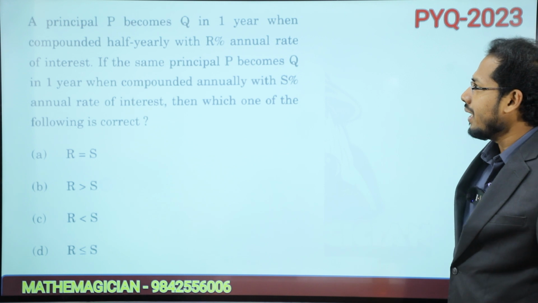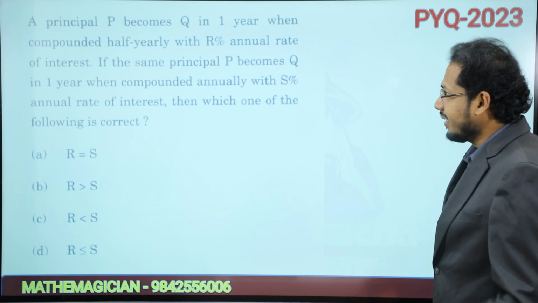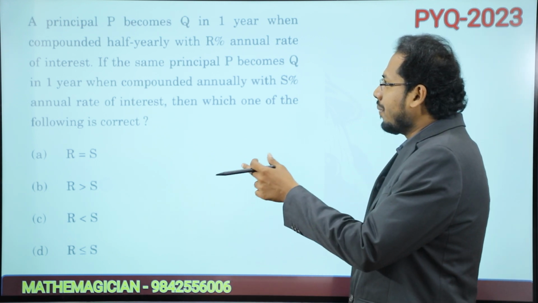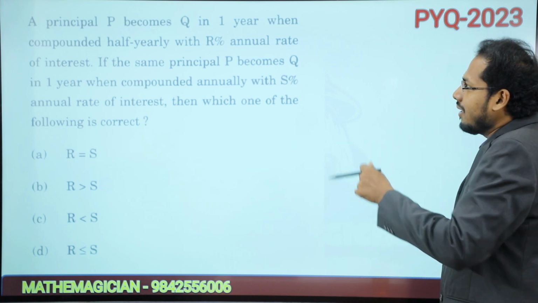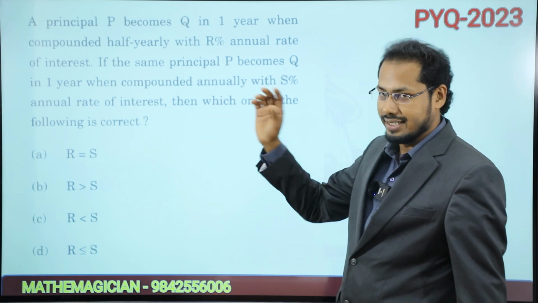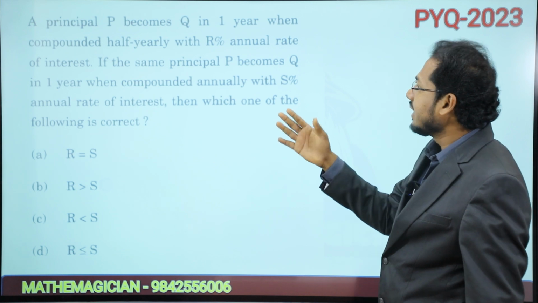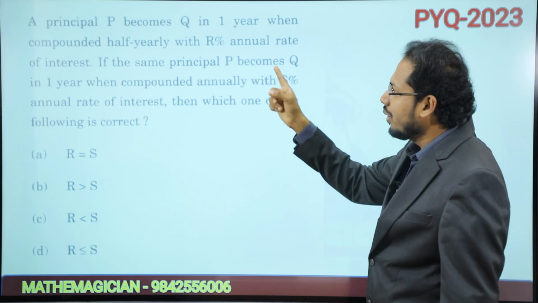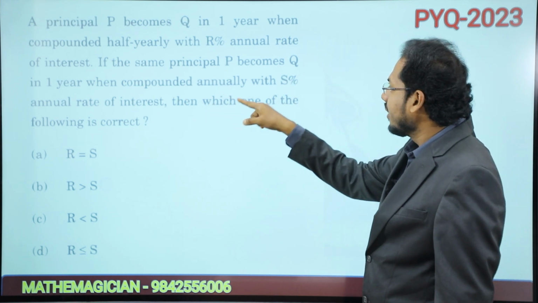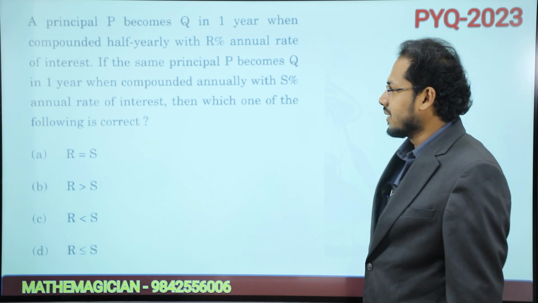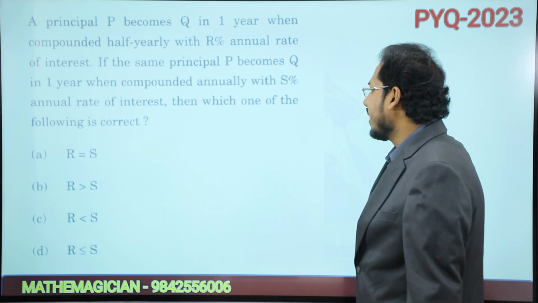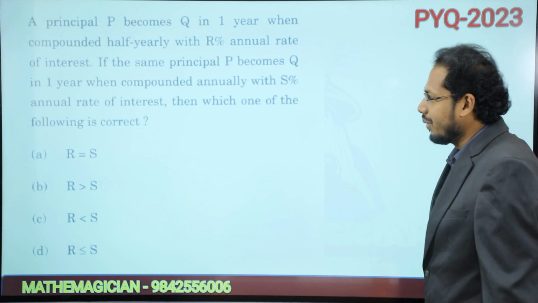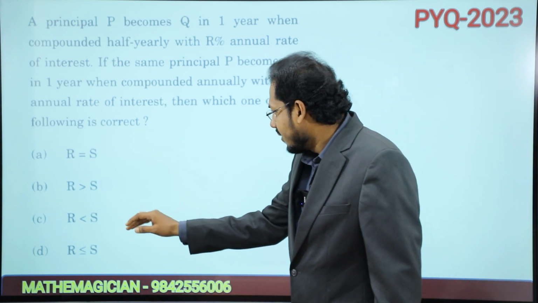A principal P becomes Q in 1 year when compounded half yearly with R percentage annual rate of interest. If the same principal P becomes Q in 1 year when compounded annually with S percentage annual rate of interest, then which one of the following is correct?